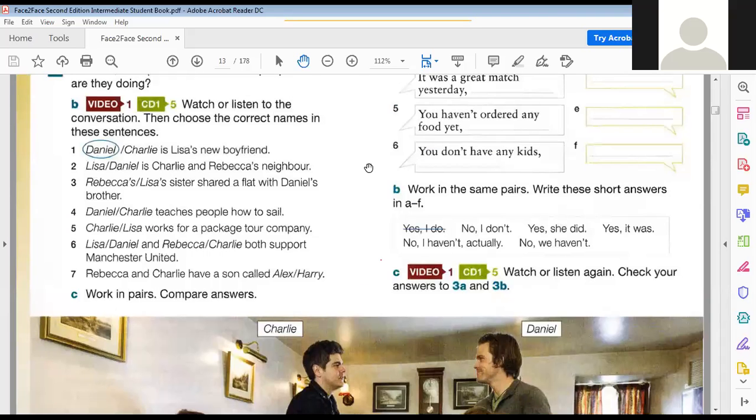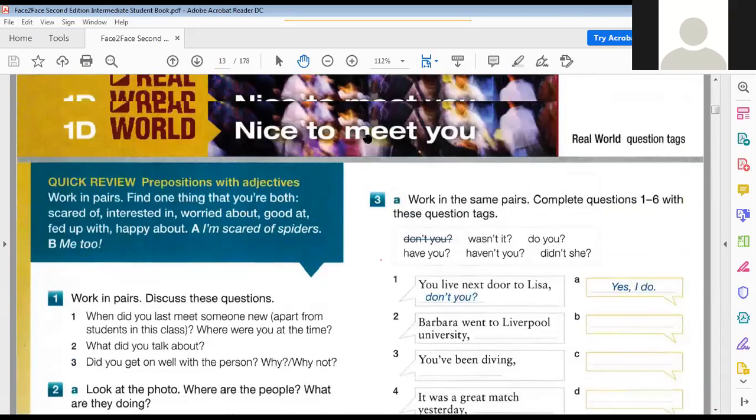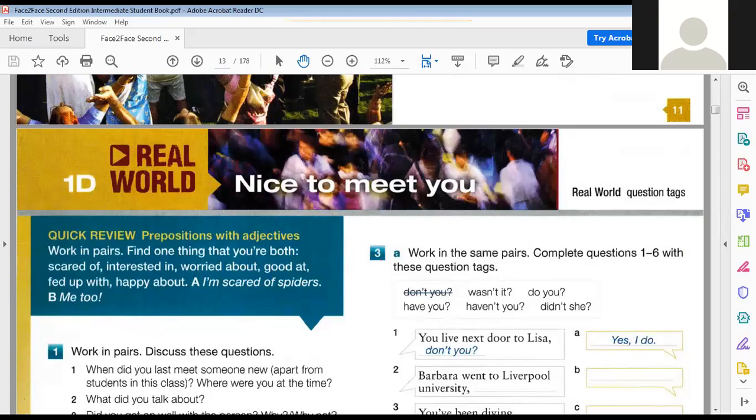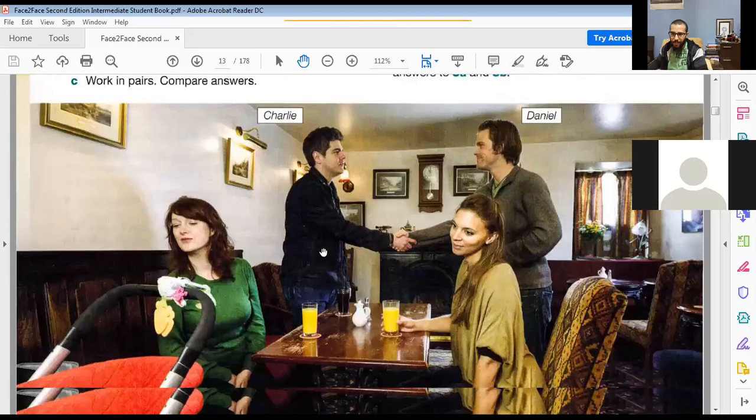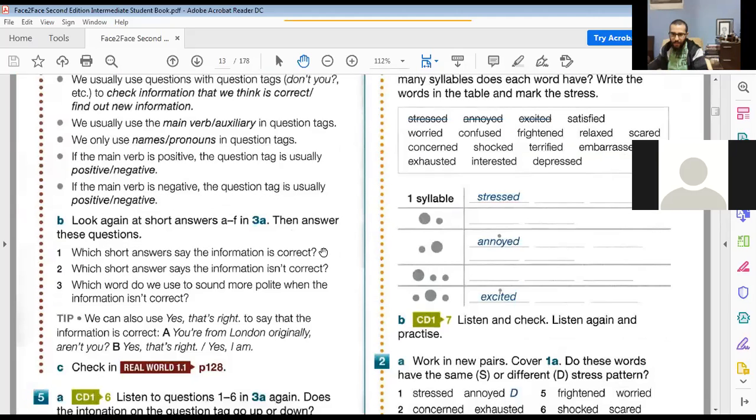We talked about question tags. Question tags are a way of confirming information which we believe to be true already. So it's just a way of confirming it. We use question tags to confirm it. And you have examples like didn't it, don't you, doesn't he.